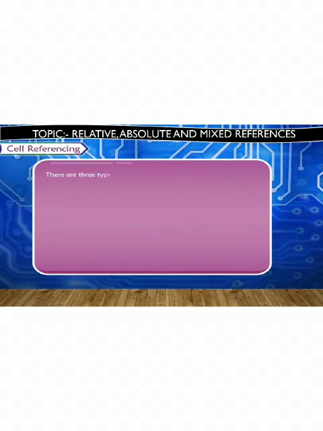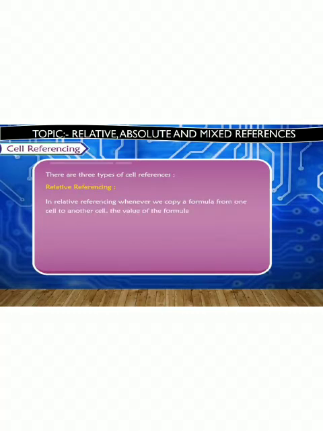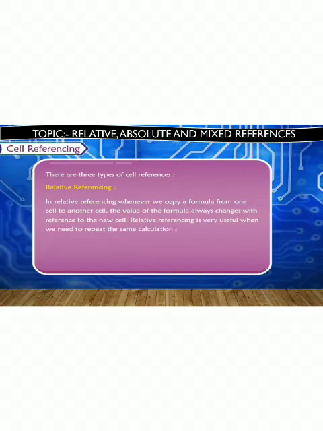There are three types of cell referencing. Relative referencing. In relative referencing, whenever we copy a formula from one cell to another cell, the value of the formula always changes with reference to the new cell. Relative referencing is very useful when we need to repeat the same calculation across multiple rows or columns.